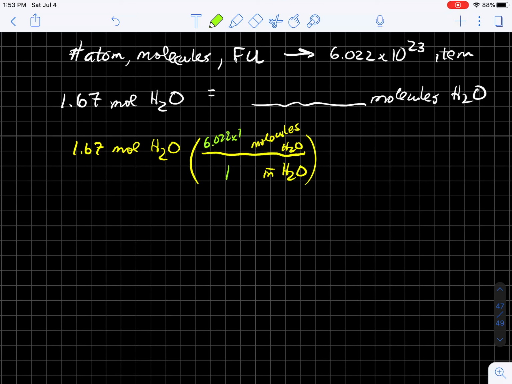For every 1 mole of water, I have Avogadro's number of molecules. And then here's where knowing how to do scientific notation on your calculator helps. 1.67 times 6.022 exponential key, 23 for the exponent. And I get 1.005674 times 10 to the 24.